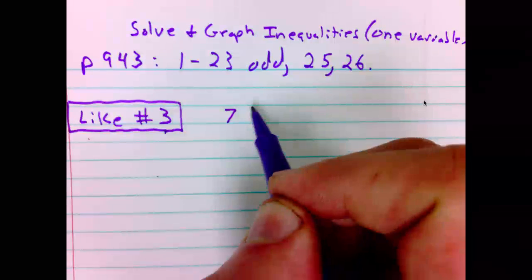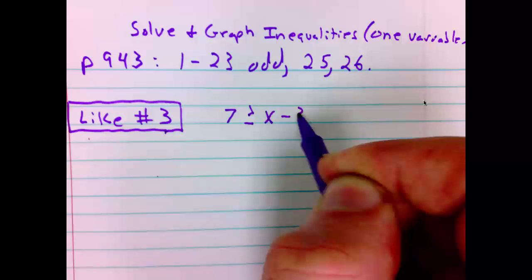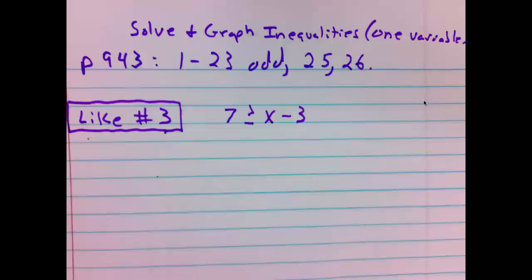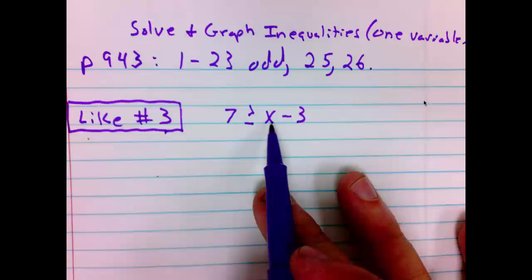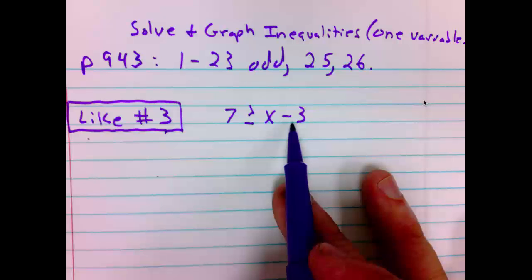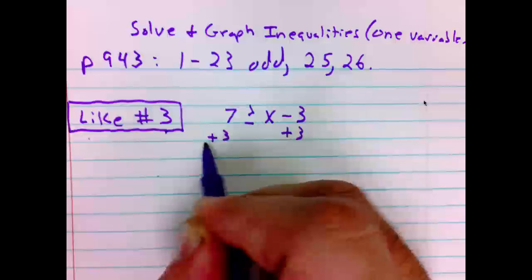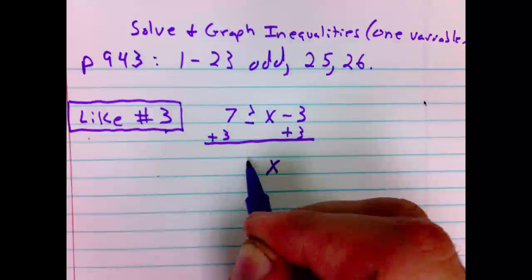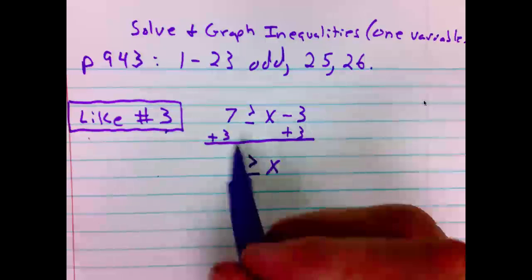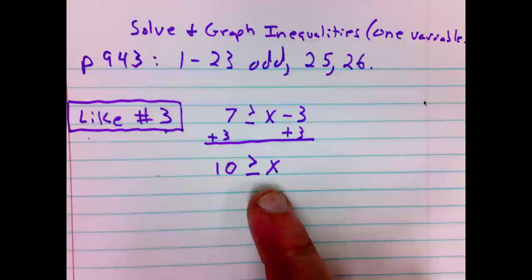Okay. So, like number 3, 7 is greater than or equal to x minus 3. Alright, our goal is to solve for x. That is, get the x by itself. So, we must undo this subtract 3. Well, the inverse of subtraction is addition, so I will add 3 to both sides. The 3 cancels with the 3 to leave x on the right-hand side of the inequality. I preserve my inequality. 7 plus 3 is 10. So I have the statement 10 is greater than or equal to x.